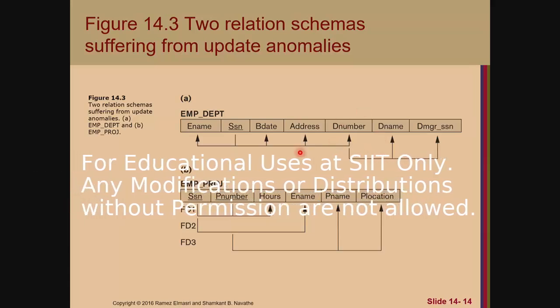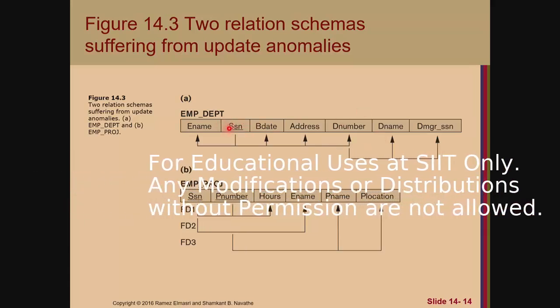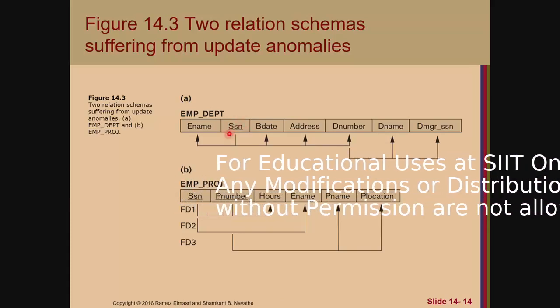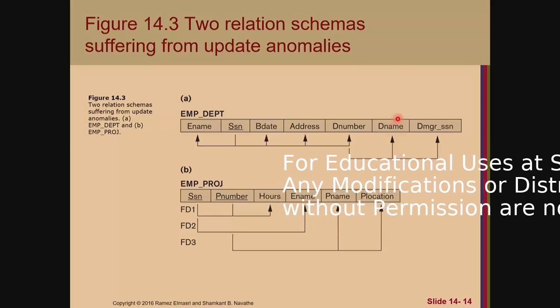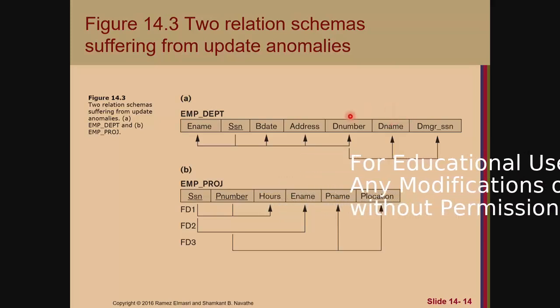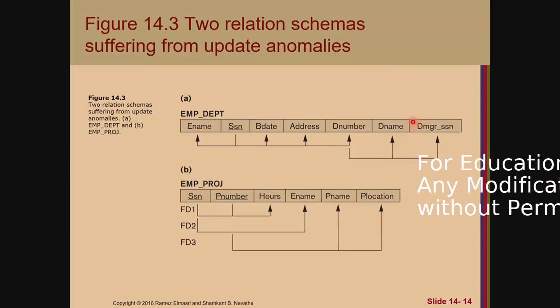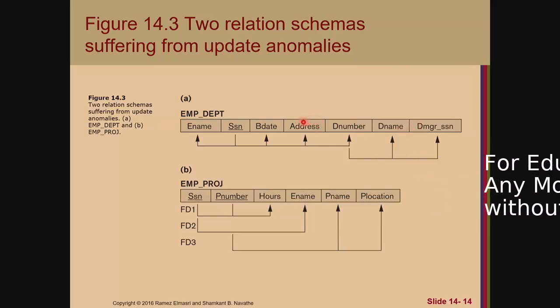But when we know SSN, we don't directly know the department name, right? We have to use the D number to connect to the D name. Or this one, address. Address is not a determiner. If we know the address, we don't know the other information, because it cannot determine anything. The arrow just points to the address.